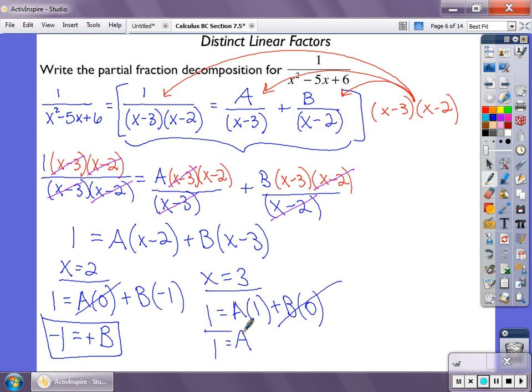So all we do with these two numbers here is we reinsert them into our partial fraction decomposition. And so this is where we're getting the 1 over x squared minus 5x plus 6 is equal to a, which was 1, over x minus 3 plus b, which was negative 1, over x minus 2.